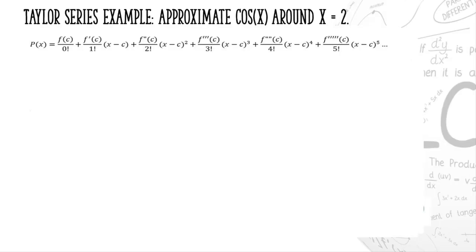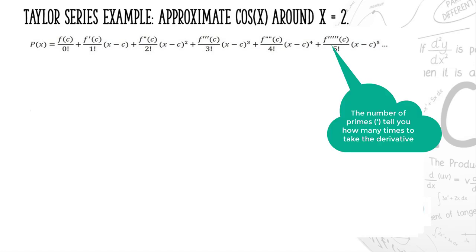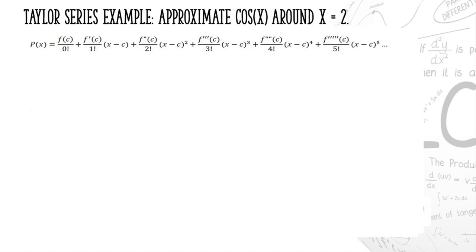The formula looks a little ugly, but if you break it down into small steps, it's a very fast way to approximate a function. Let's use Taylor polynomials to approximate cosine x around the point x equals 2. In the first step, we're just going to evaluate this part of the polynomial. The function f of c, we're evaluating cosine of x at x equals 2. So if we plug in 2 to the function, we get cosine 2.